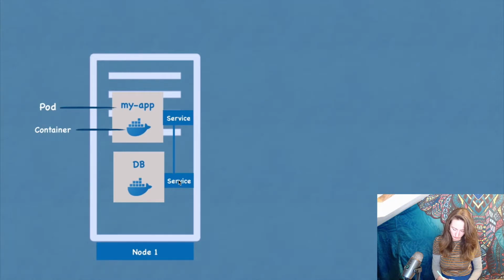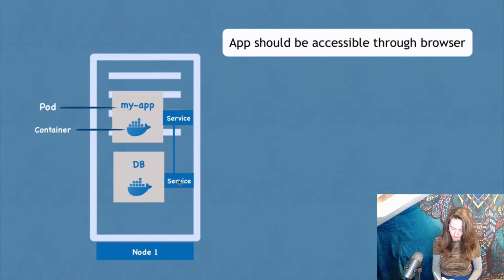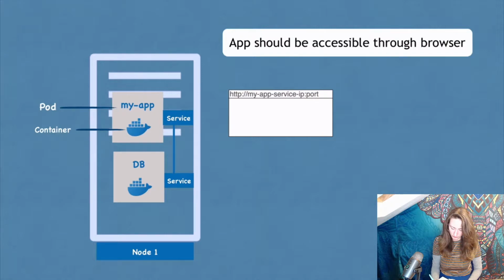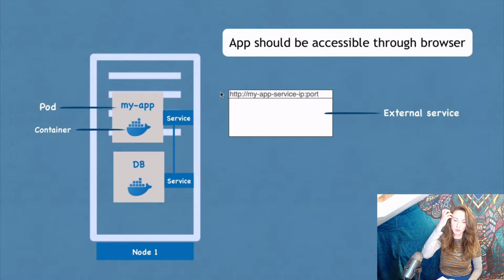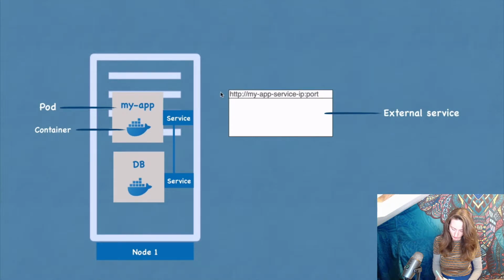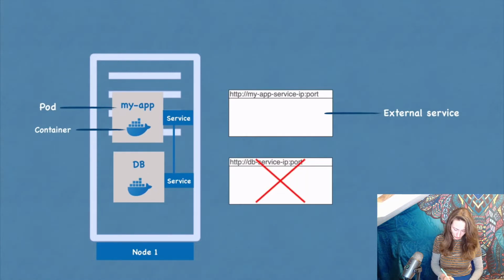So now obviously you would want your application to be accessible through a browser, right? And for this you would have to create an external service. An external service is a service that opens the communication from external sources. But obviously you wouldn't want your database to be open to public requests, and for that you would create something called an internal service. This is a type of service that you specify when creating one.